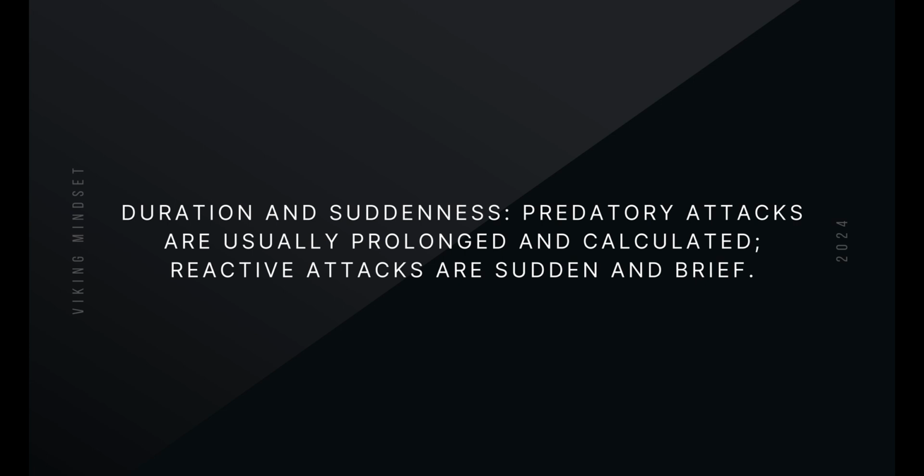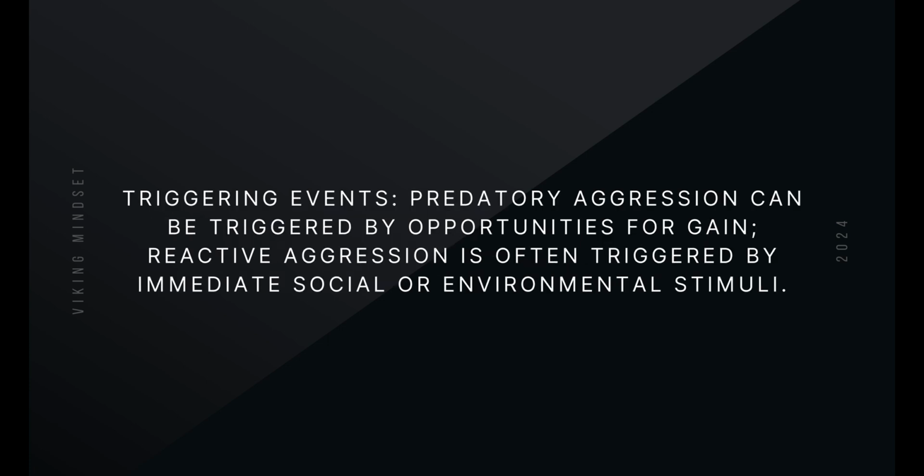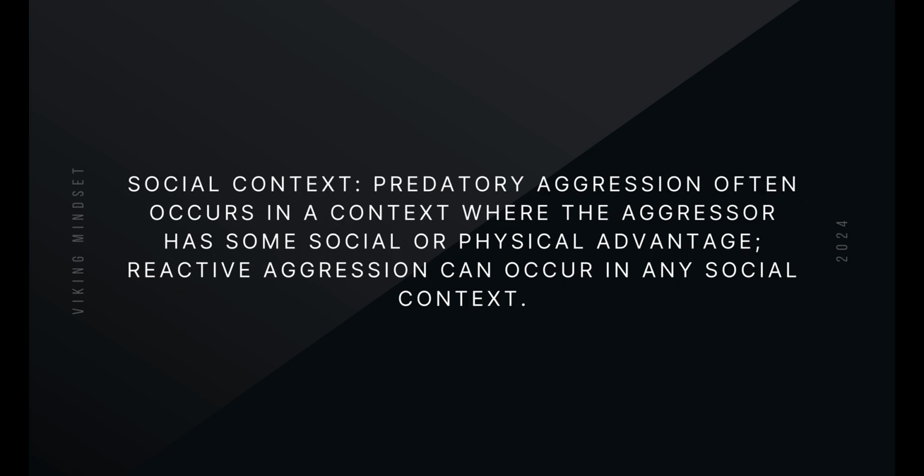As far as duration and suddenness, predatory attacks are usually prolonged and calculated, whereas reactive attacks are sudden and brief. Triggering events. Predatory aggression can be triggered by opportunities for gain. Reactive aggression is often triggered by immediate social or environmental stimuli. When we look at social context, predatory aggression often occurs in a context where the aggressor has some social or physical advantage. Reactive aggression can occur in any social context.